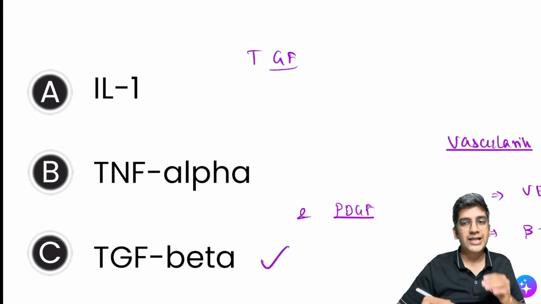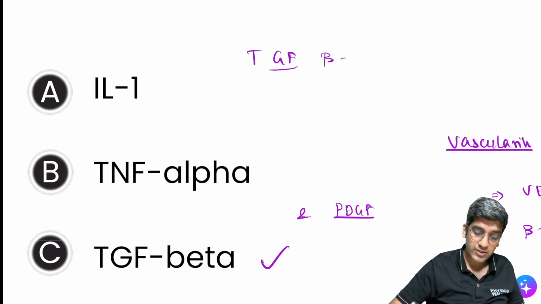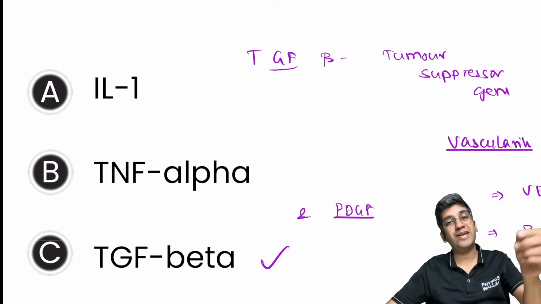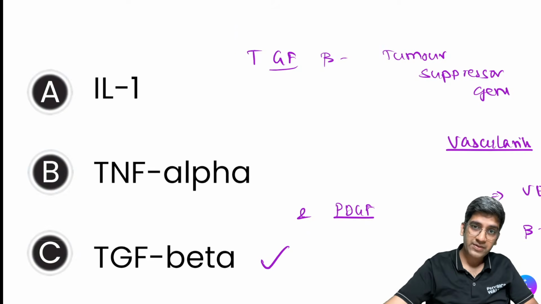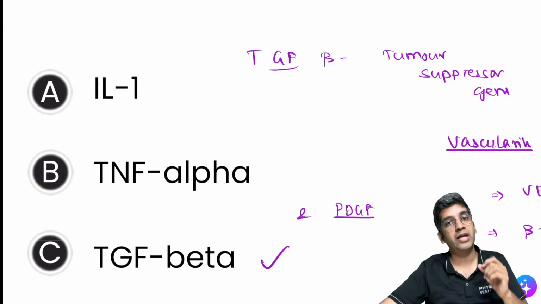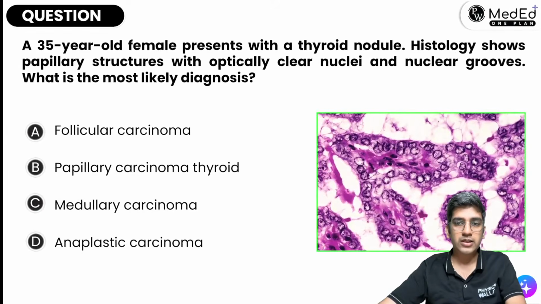TGF, transforming growth factor beta. The term has growth factor, but this TGF-beta is a tumor suppressor gene. You might mistake it because of the name as a proto-oncogene. It's a tumor suppressor gene because it promotes fibrosis, not growth of cells, right? It's a tumor suppressor gene, not a proto-oncogene. Even though it has growth factor in its name, it's not a proto-oncogene. Do remember that, fine? Okay, next.